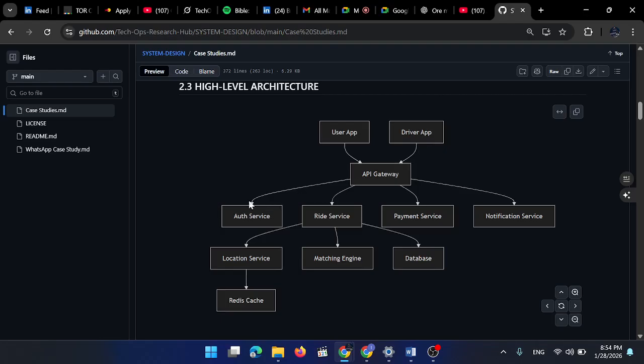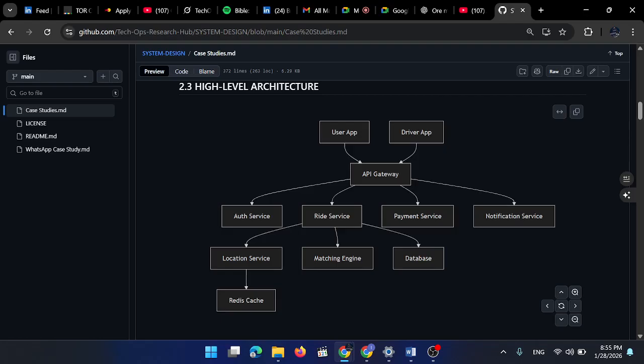So that authentication service is very important here. And then we have what you call ride service. For the ride service, the user, or rather the client, sends a request for a ride. That will depend on how the API gateway reads the message. If it's supposed to be a payment, it will go to the payment service. If it's supposed to be a notification, it will go to the notification service section.